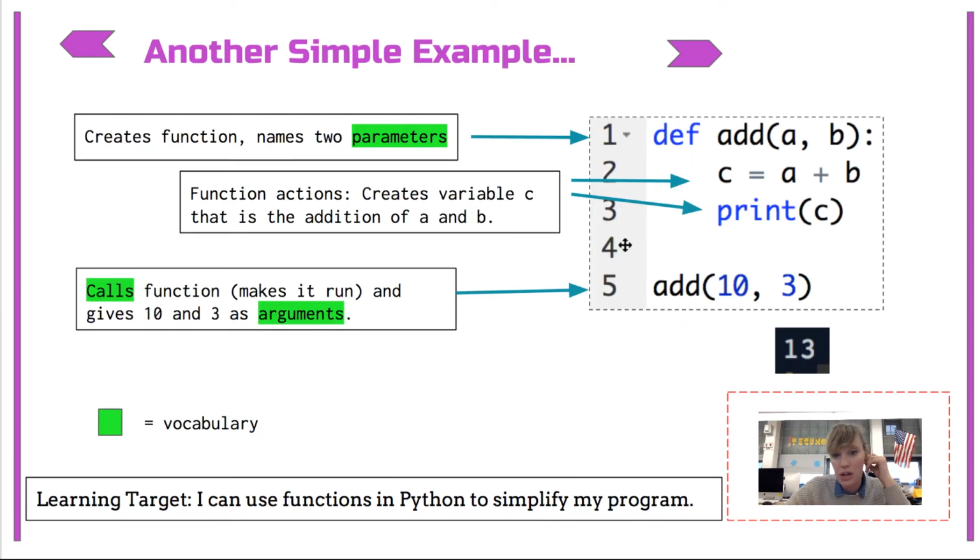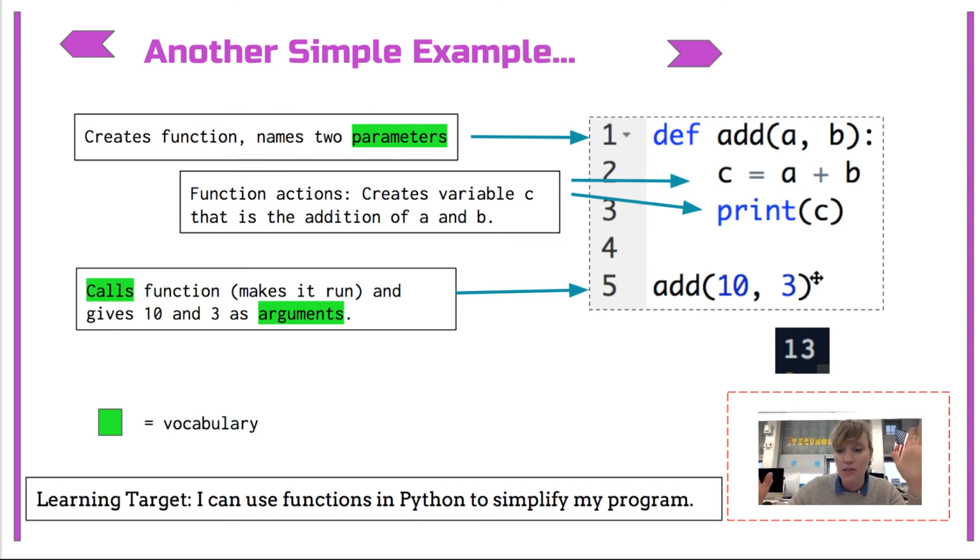So this right here is another function. Line 1 creates a function and names 2 parameters, A and B. What I want the function to do is create a variable C that is the addition of A and B. So line 2 says, inside the function, whenever you run it, create another variable C, add together A and B and put it into C. And the third line is I want it to print C. Now, if I didn't have line 5 and I hit run, nothing would happen, because you haven't called the function. The functions just sit in your program until you tell it to be called.